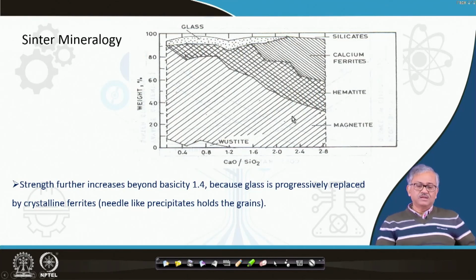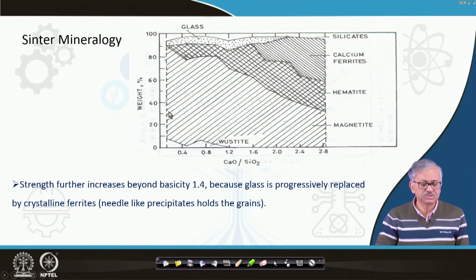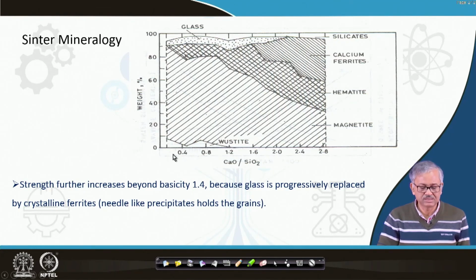What happens is that you can find from here. Now, if you see the mineralogy diagram of this, as you go moving up in this direction, you can see initially it was silicates only. After that, as the basicity is increasing, you are introducing glass, more glass is coming, okay, and more glass is coming. At the same time, you can find this is the magnetite, right?